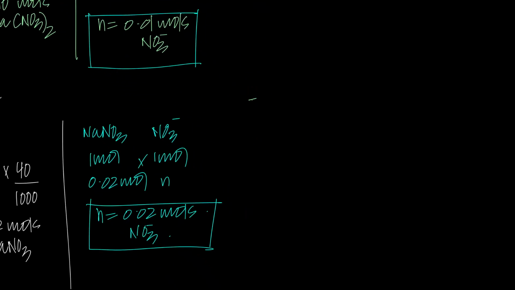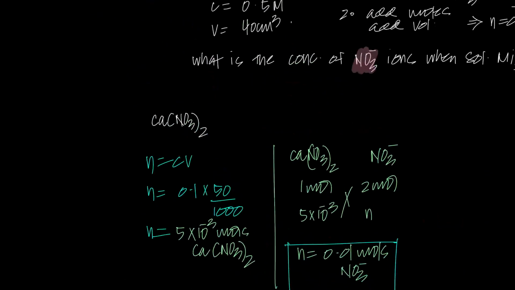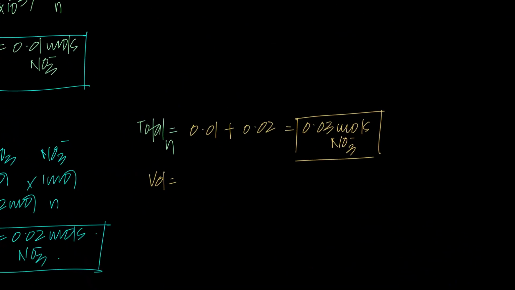So what do I do? I find the total moles because now I'm mixing them. So what are the total moles of nitrate ions? 0.02 plus 0.01, I get 0.03. Once you mix them, these are the total moles of nitrate ions that you're going to end up with, because you've mixed solution 1 moles and solution 2 moles. And how much volume do you have? You had 50 cm cube from the first one and 40 from the other. So when you mix them, the total volume is 50 plus 40. It's basic math. That is 90 cm cube.